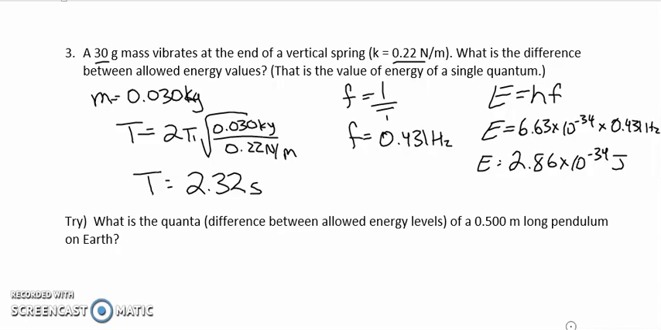Okay, so what I want you to do is to try this next one with the pendulum. Pause the video now. After you've given it a try, restart the video, see if you got the answer.